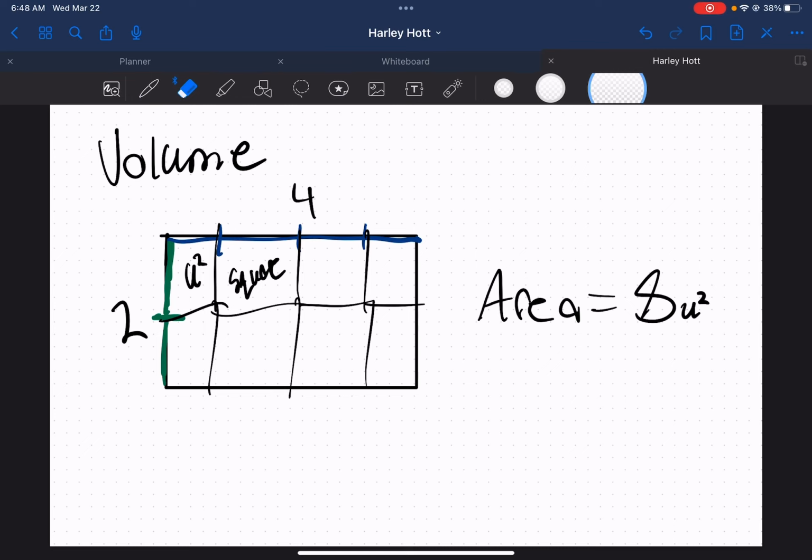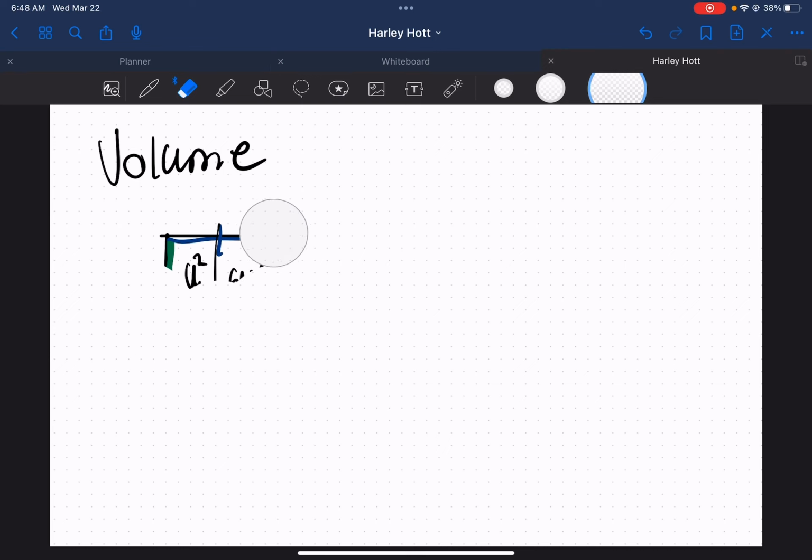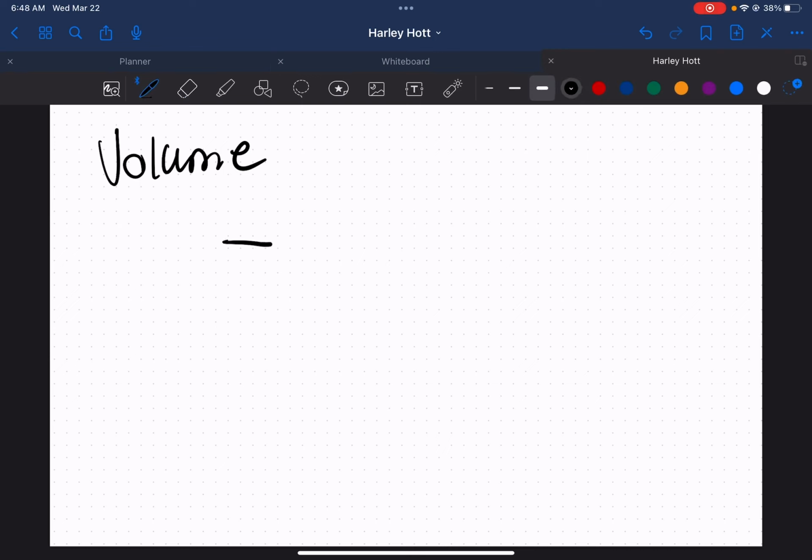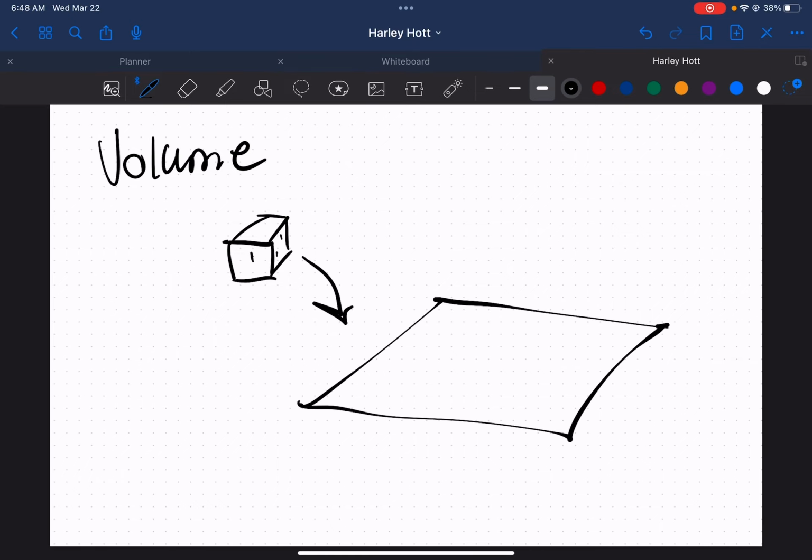Volume takes that same idea but brings it into 3 dimensions. So rather than how many 1 by 1 squares can we have, we want to know how many 1 by 1 by 1 cubes can we have. So if I have a little cube, this is my 1 by 1 by 1. How many of these can fit in a bigger box such as this? How many of these are going to fit in here?